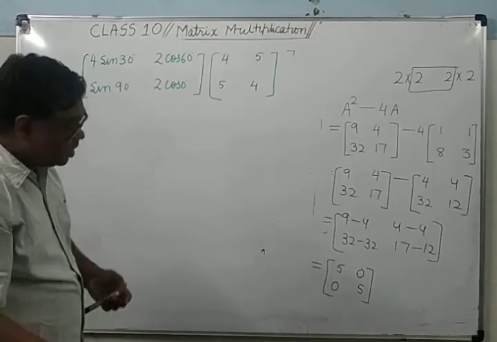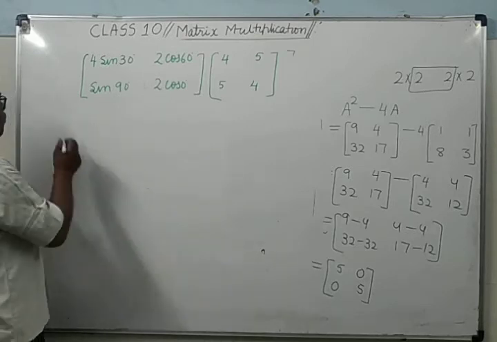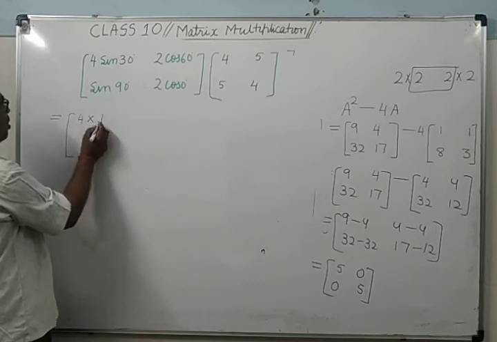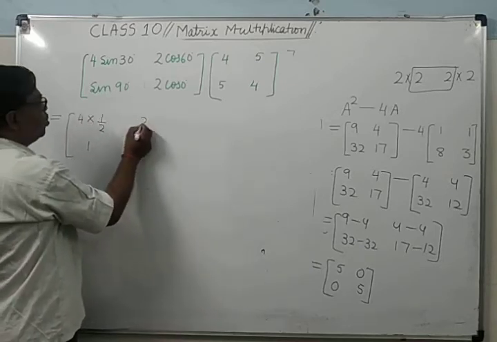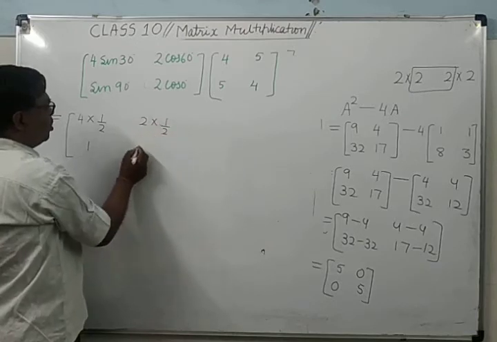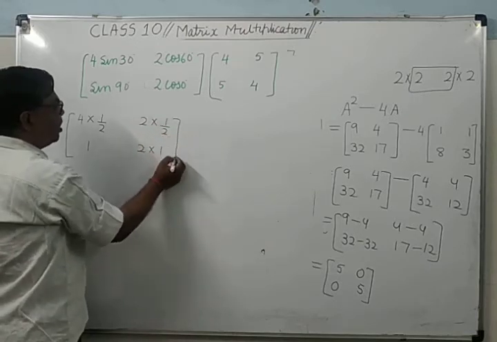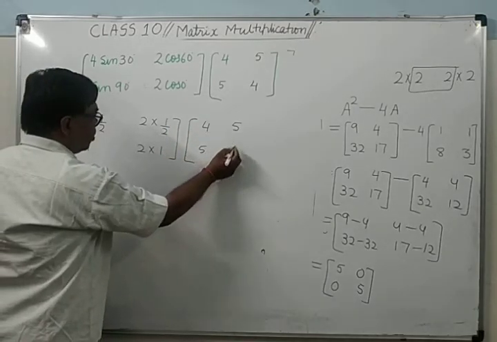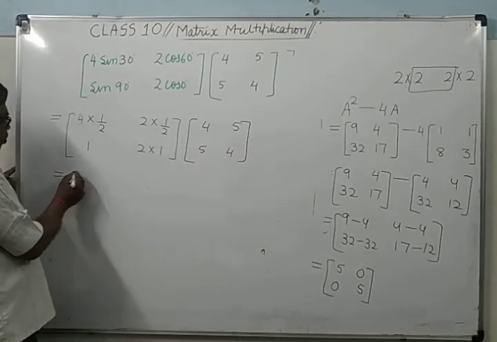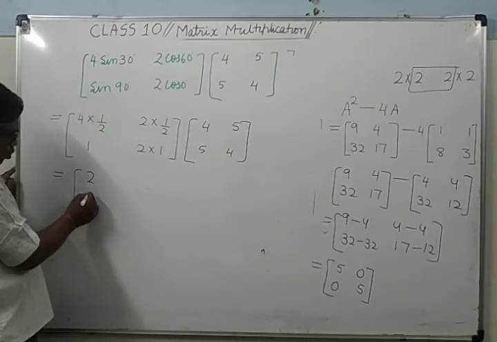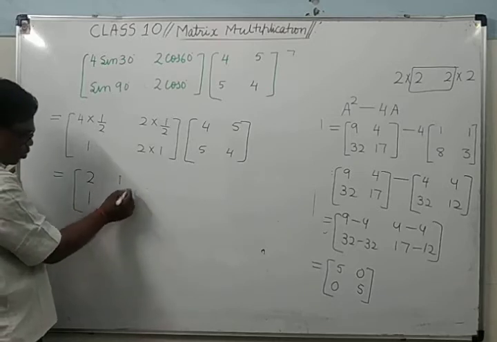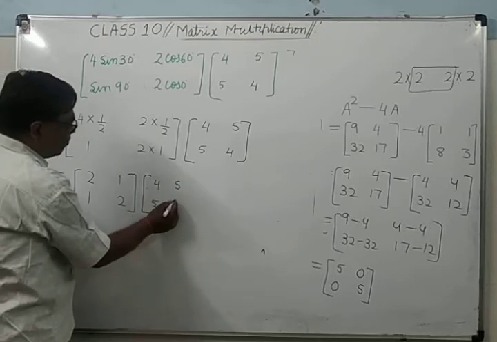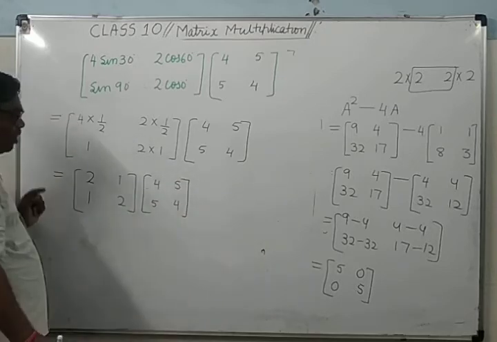So you can see here, first you will find the values here and simplify this matrix. 4 sin 30 is 2, sin 90 is 1, 2 cos 60 is 1, 2 cos 0 is 2. So this is [2, 1; 1, 2]. The other matrix is [4, 5; 5, 4]. Now what will happen?